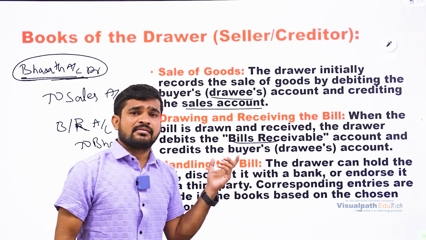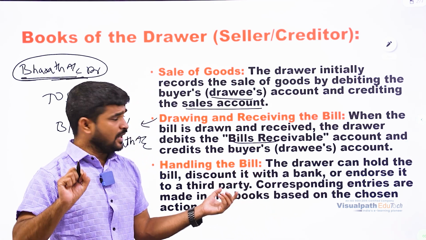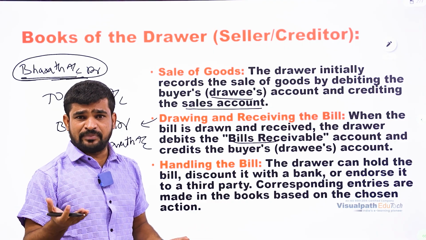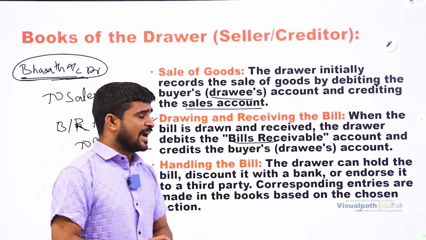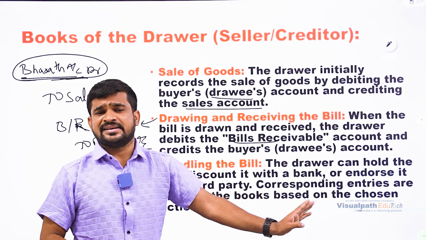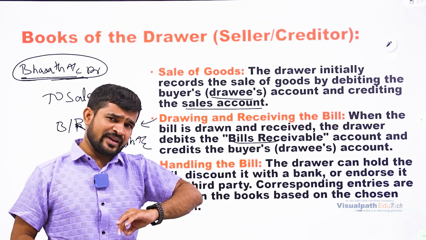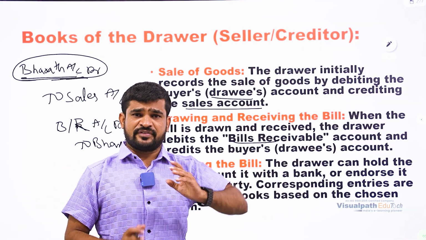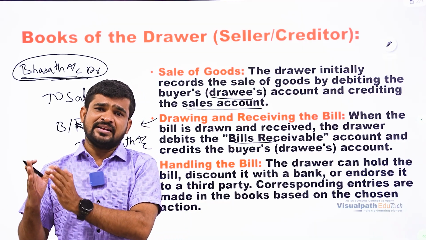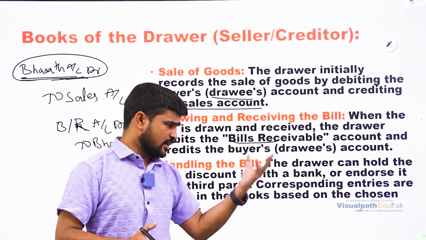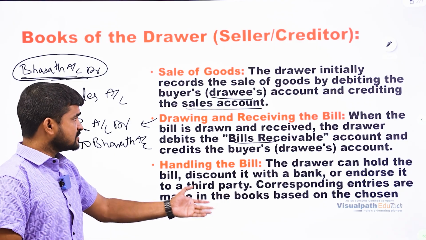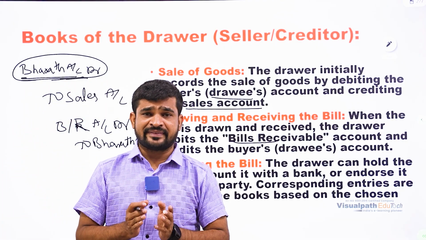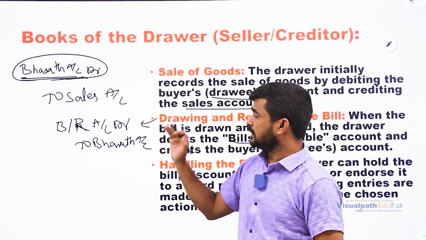We can say: number 1, retaining of bill, holding of the bill. Number 2 is discounting the bill. Number 3, endorsing of bill. Number 4, sent to bank for collection. These are the different ways he can utilize the bill. For every situation, for every type of utilization of the bill, there are separate journal entries that we will write, and this comes under the holding of the bill. So this is about the whole rule and the rough accounting treatment in the books of the drawer.